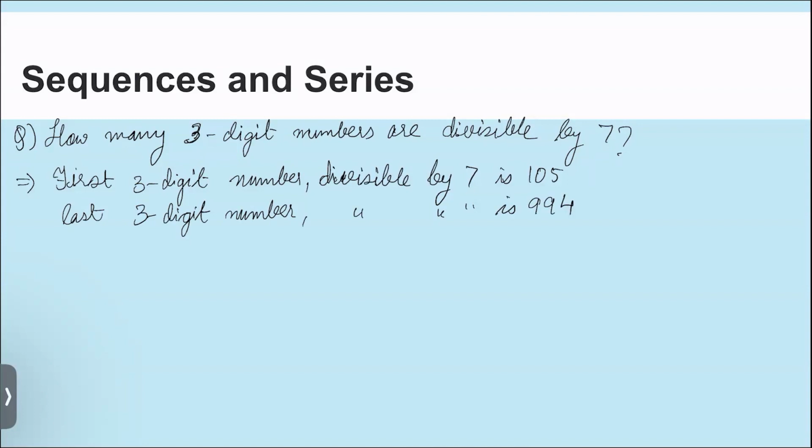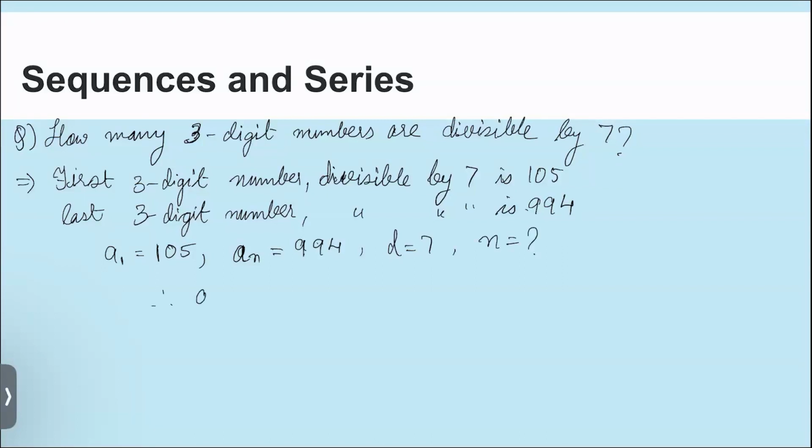Okay, so we have this. So as per this, we have our first term A1 equal to 105. The last term, okay, we don't know which term, so your AN is equal to 994. Okay, and then your D, since all the numbers are divisible by 7, the difference between two consecutive numbers in such a sequence is going to be 7 itself. So your D is equal to 7. So what we have to find is the N.